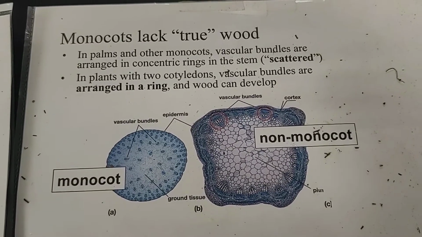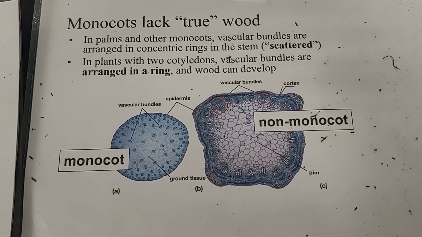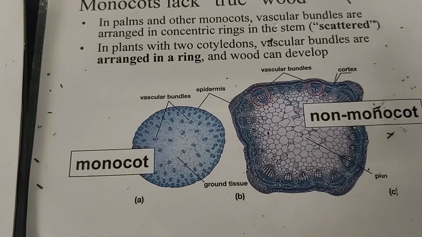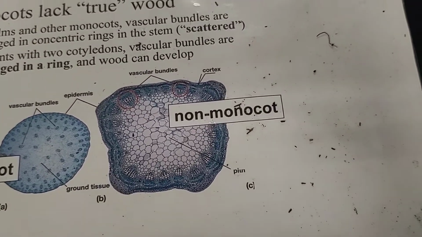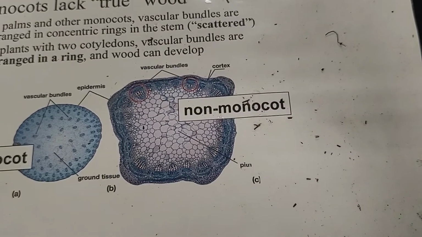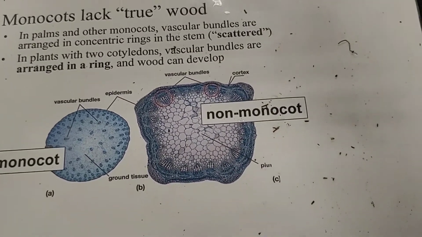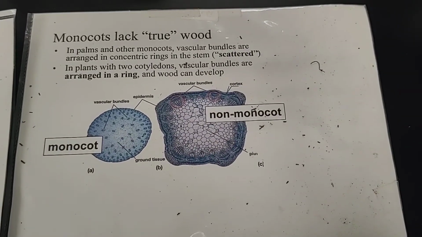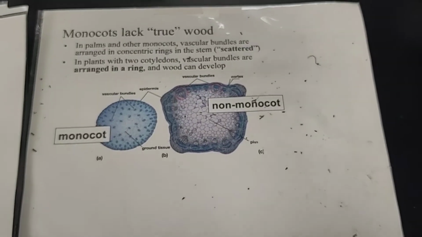Once again, monocots lack true wood. So they have vascular bundles that are all scattered throughout the stem. Whereas eudicots or non-monocots have their vascular bundles concentrated on the outside. So wood can develop in that way. With all these resources allocated to the outer part, the cambiums can form and create wood.